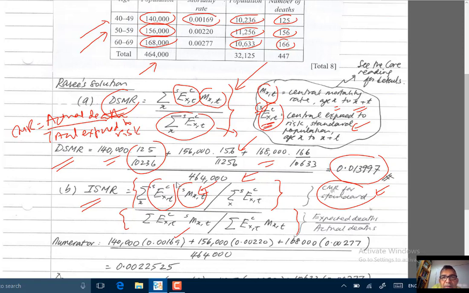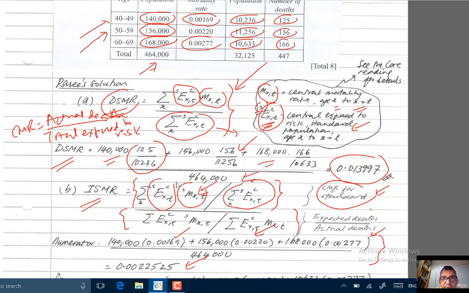Go to the next one: 156,000 times 0.0022. And then we have 168,000 times 0.00277. Remember, there is a number here which we know is 464,000. So that's the numerator. If you work it out, you will get 0.0022525.